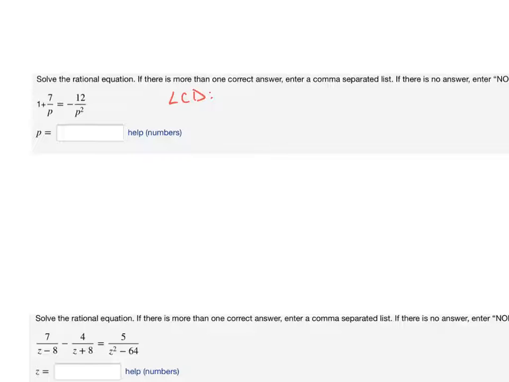So I look at each one of these pieces, and there's p squared, and there's p, and this is over 1. This is over 1. And so my lowest common denominator is p squared. So I'm going to take my equation here, which is 1 plus 7 over p is equal to negative 12 over p squared. And I'm going to multiply everything by p squared. The reason I'm doing that is so that I can clear my fractions and I can start solving.